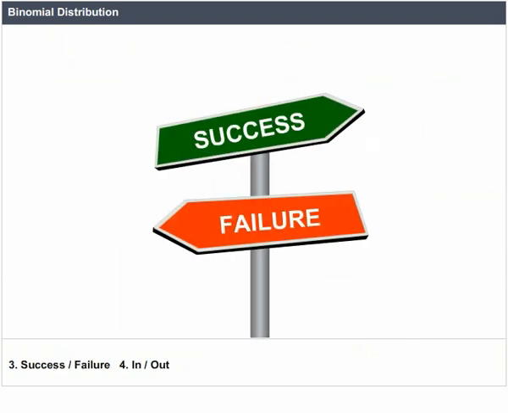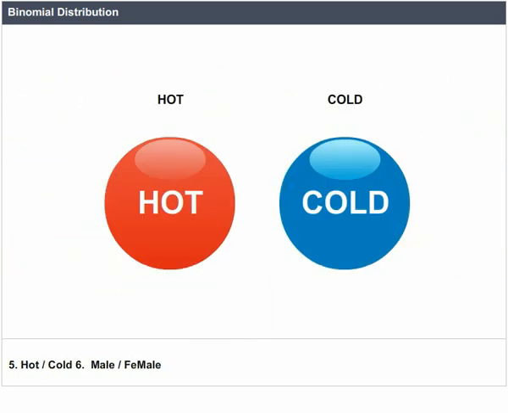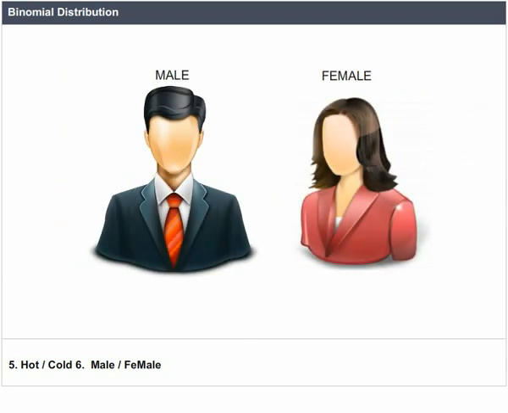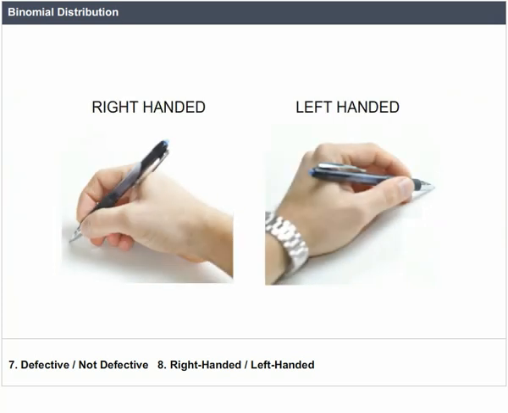Number 6, male or female. Number 7, defective, not defective. Number 8, right-handed or left-handed. Number 9, high or low. Number 10, heads or tails.